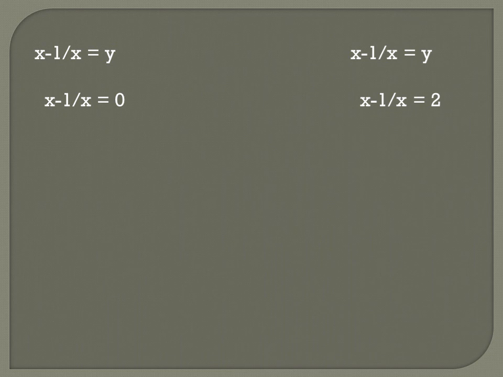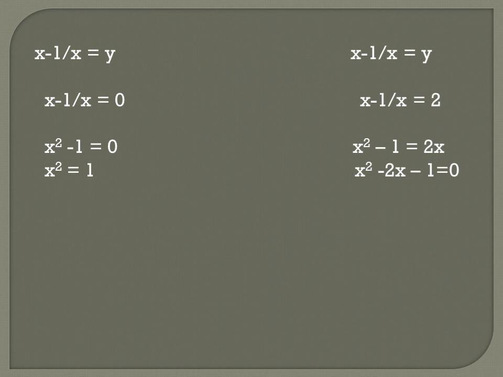Now multiply both these equations by x. So we can write x square minus 1 equal to 0 and x square minus 1 is equal to 2x. When x square minus 1 equal to 0, it can be written as x square is equal to 1, and when x square minus 1 is equal to 2x, it can be written as x square minus 2x minus 1 is equal to 0. By solving the left hand side, we can get the value of x as plus minus 1, and for solving the right hand side equation, we have to apply the quadratic formula here.